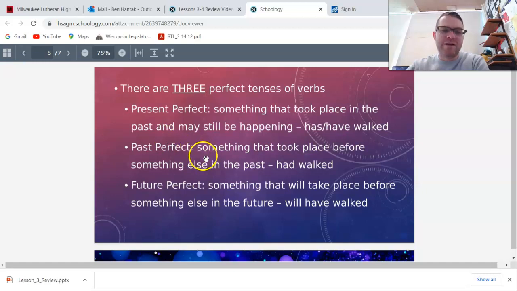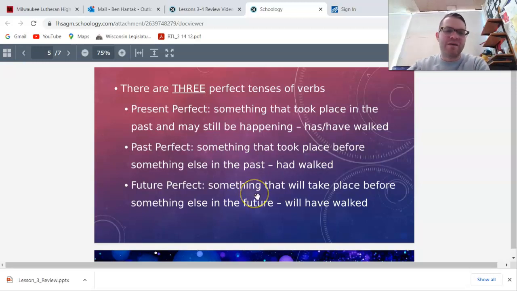Past perfect is for events that happened far in the past, something that took place before another past event. I had walked to school before I bought a car, right? There's two past events in that sentence. There's when I bought a car, that's in the past, but before that point, I had walked to school. That helping verb had right there is what helps us to identify what happened first.